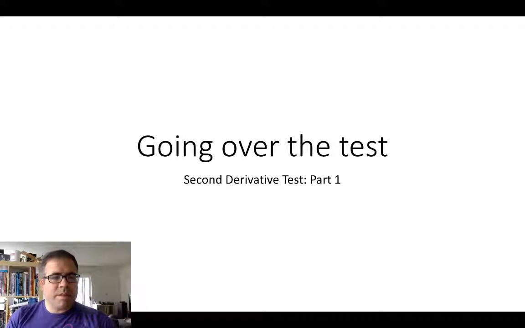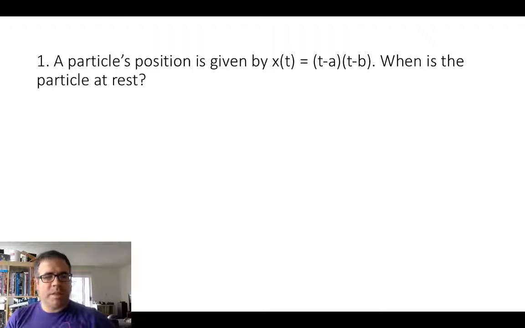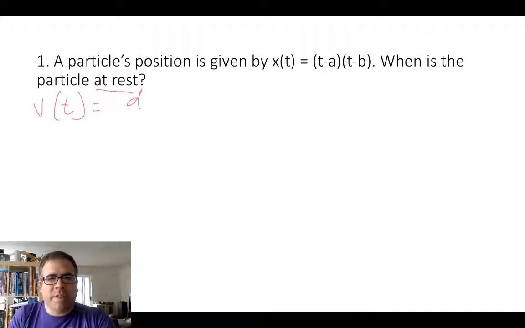So, we started off with a lot of words, but this one not so many words. A particle's position is given by x of t is equal to (t minus a) times (t minus b). When is the particle at rest? Well, at rest we're talking about velocity. And we should know that the velocity of a particle is equal to the derivative of its position in terms of time. So we look at this.